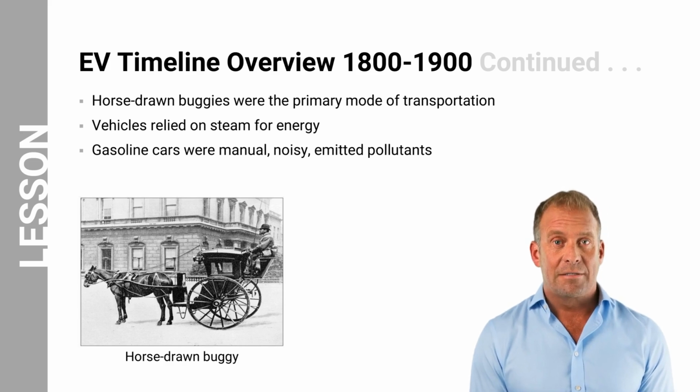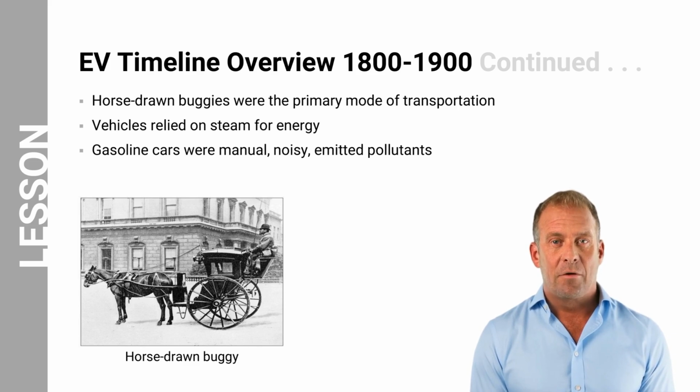Let us now take a detailed look at the EV timeline from 1800 through 1900. In the late 19th and early 20th centuries, horse-drawn buggies and carriages were the primary modes of transportation for most people. During this time, there were also attempts to use steam power for vehicles. Steam-powered vehicles, such as steam carriages, were developed and used for transportation.